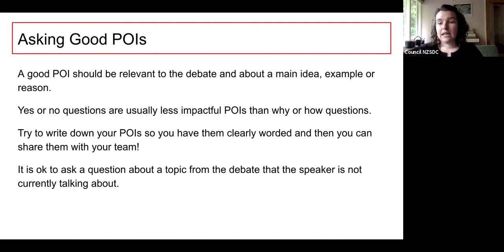And then the next thing I would say is that don't just ask the speaker if they agree with their case, because they're just going to say yes. A lot of points of information really are just veiled questions, which are, don't you agree with your case, or don't you agree with our case in general?